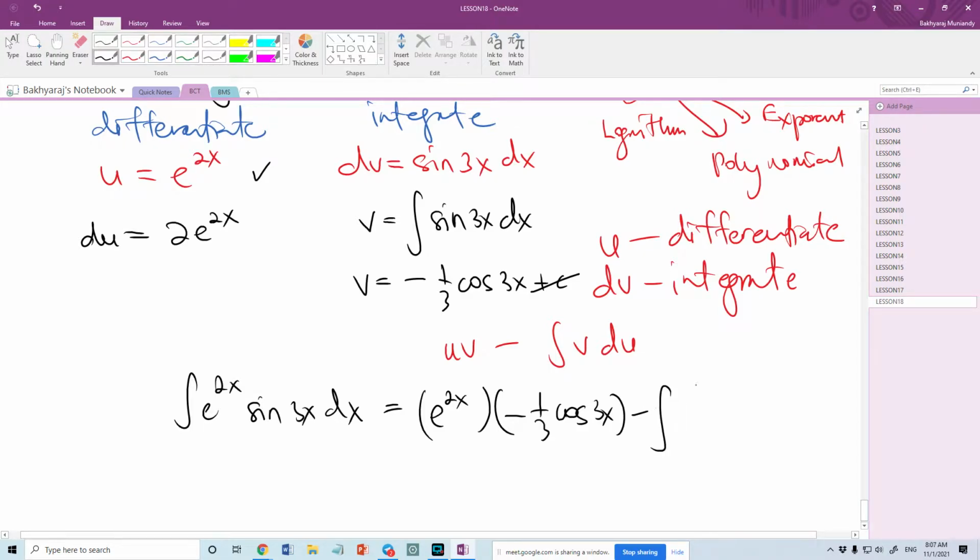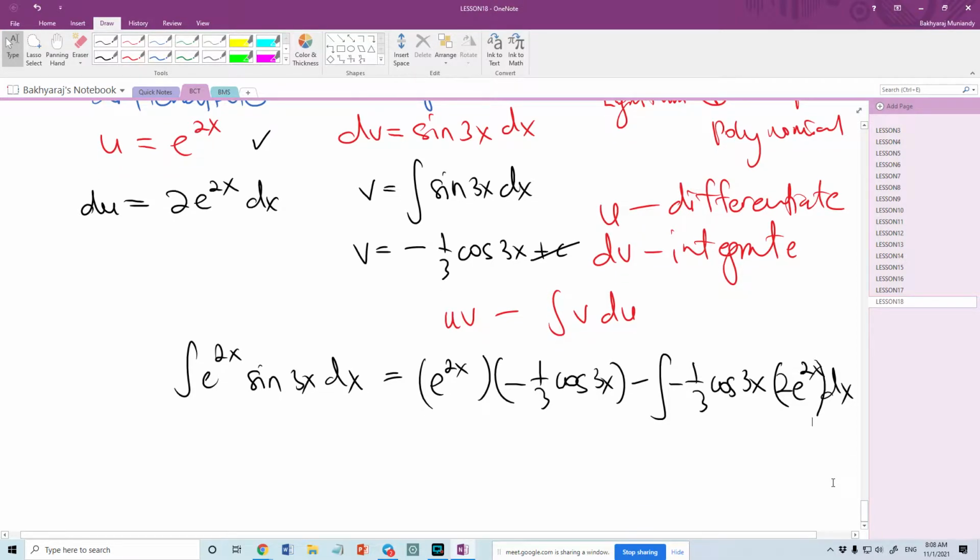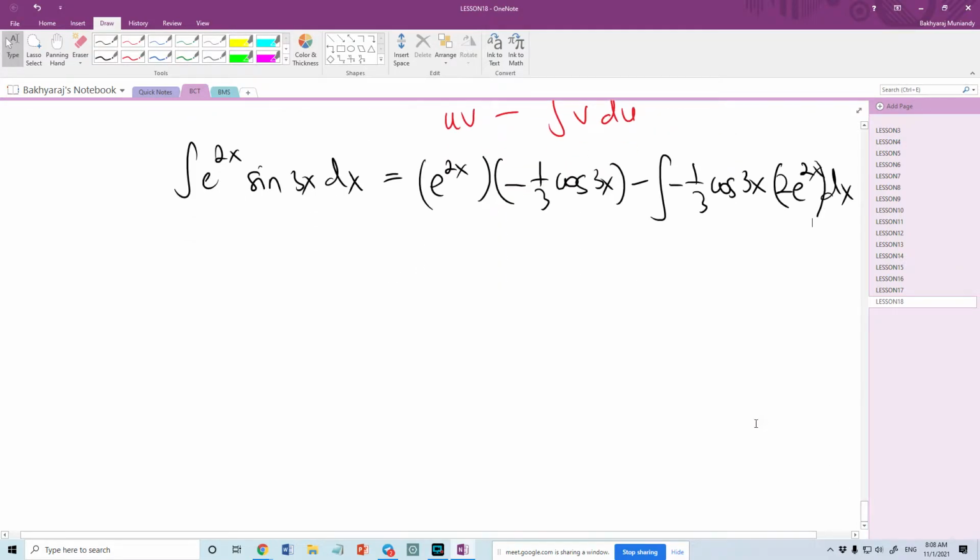v is again substituted, negative 1/3 cos 3x, and what is your du? du is times 2. I missed the dx here. So 2 exponent 2x dx, close bracket. The dx I put at the end, and just exponent 2x I put here. I put the bracket because I want to expand it and make a nice expansion here. That's why I get this.